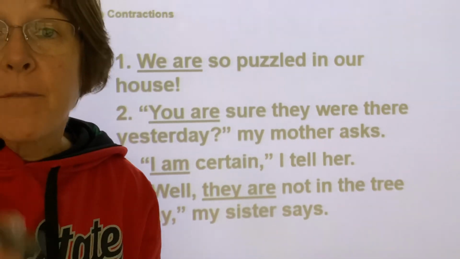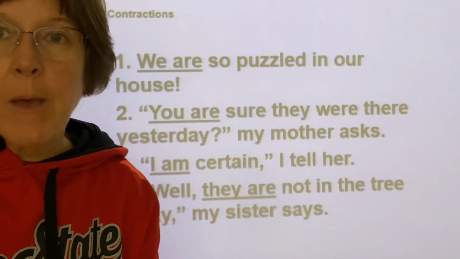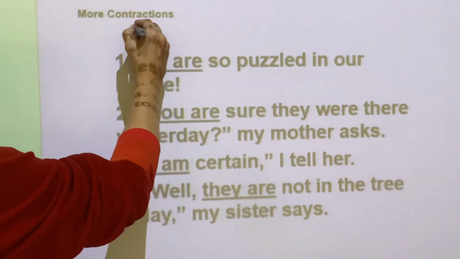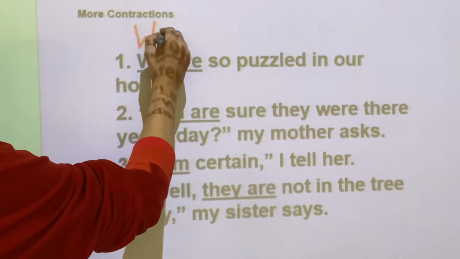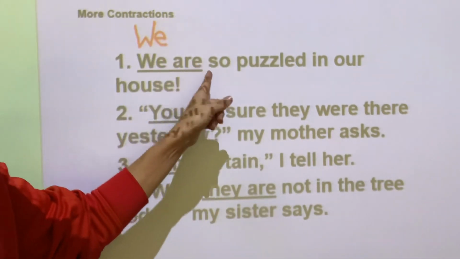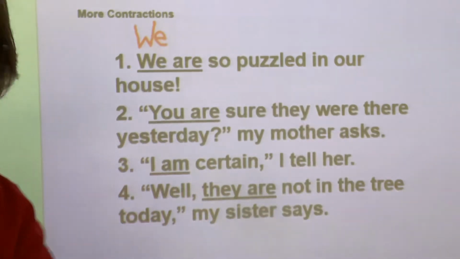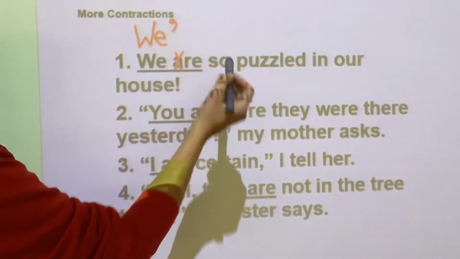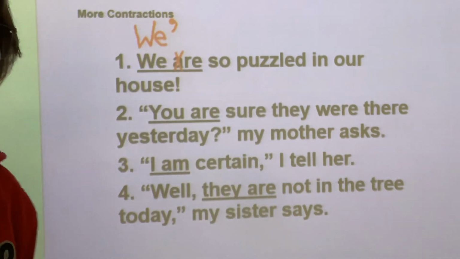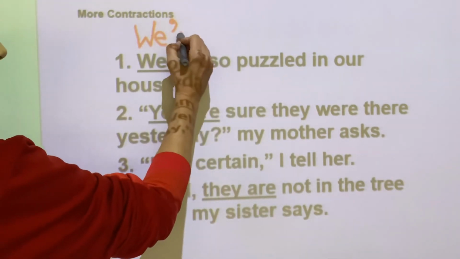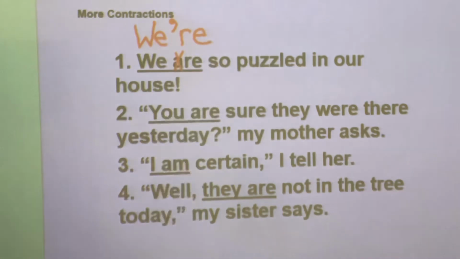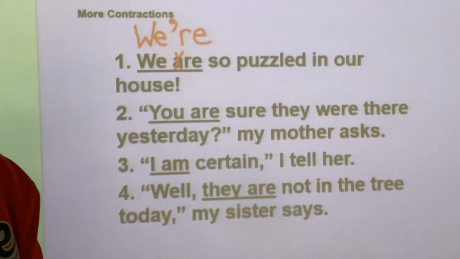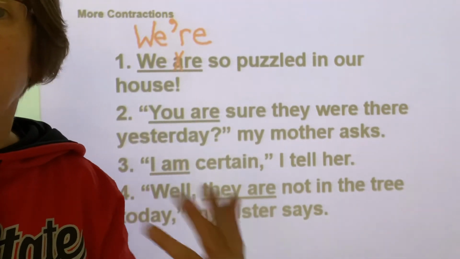Now remember, the first word, you don't mess with it. Keep it as we. The second word, get rid of that first vowel. Use your apostrophe to show that's where it should be, and then add the last two letters. So that's we're. We're is a contraction of we and are.